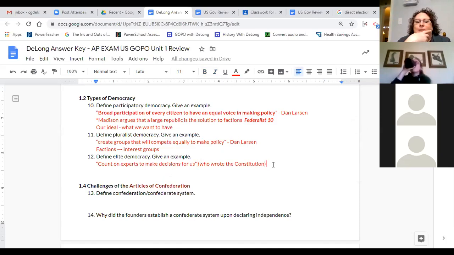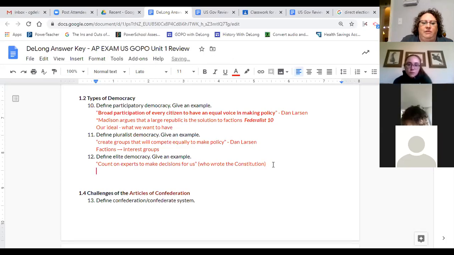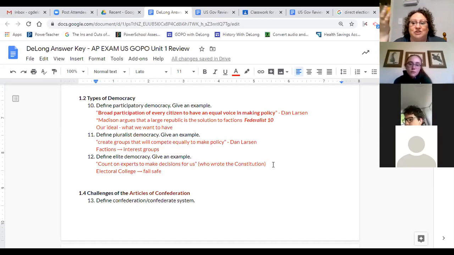All right, so elite democracy is counting on the experts to make decisions for us. And so the elite are the people who wrote the Constitution. The elite are the ones who ran the country to begin with. Think about what would be an example of this? Like the Electoral College, right? Isn't the Electoral College designed to be, shall we say, a fail-safe? If the people don't make the right decision, then the Electoral College, they're supposed to be representatives of the people. But when you read those Federalist papers, it's almost like, well, we have the Electoral College if we can't trust the people, right?